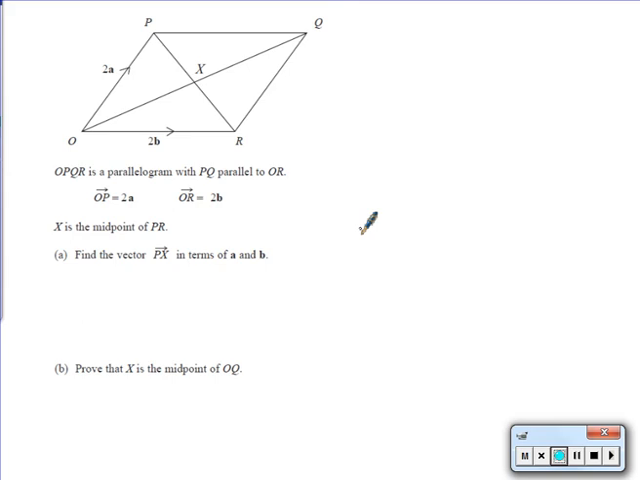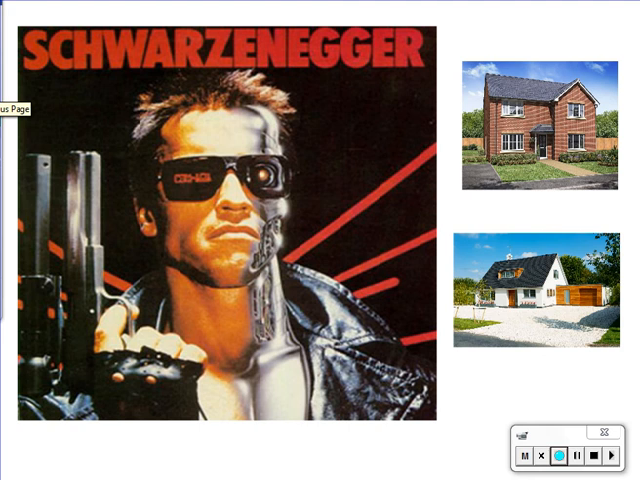Vectors is one of the final topics on a GCSE paper, and as such is quite difficult to get your head round. One way of thinking about it is if you're programming a robot. So if we've got Arne here as a Terminator, we could give him a direction to go from a house to a church. But it's quite difficult for a robot to know what a house is and what a church is.